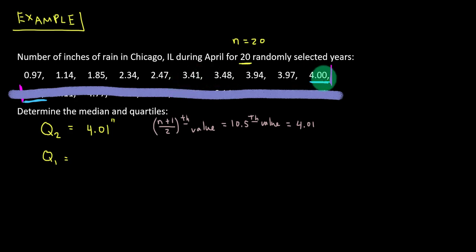And again, there's 10 values shown, so it's not going to land on a unique value, but will be tied between two values. I believe these two. Therefore, we need to take the average between these two numbers to get the first quartile. So the average of 2.47 and 3.41 is 2.94 inches.